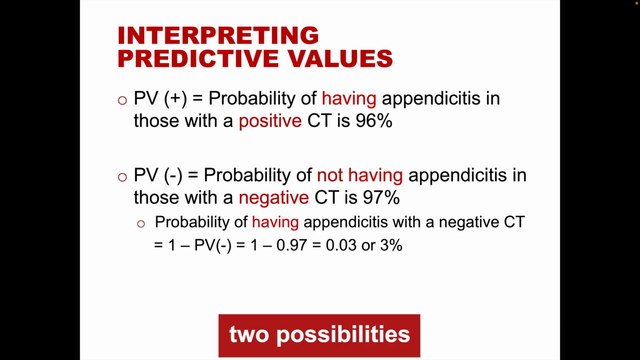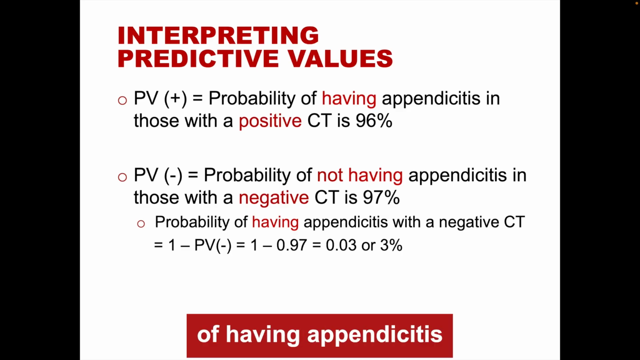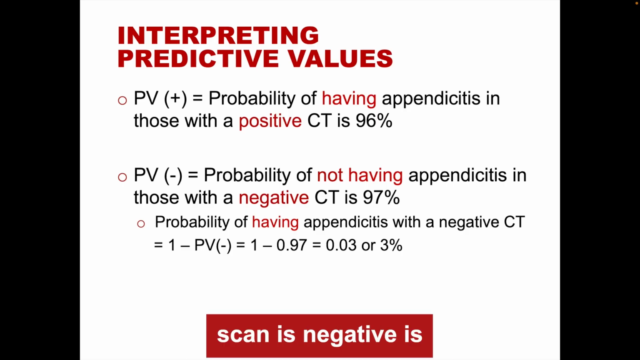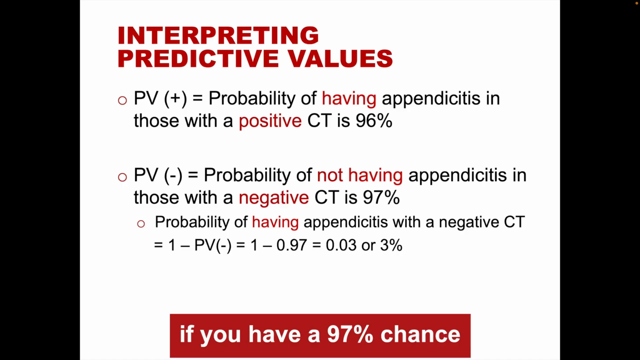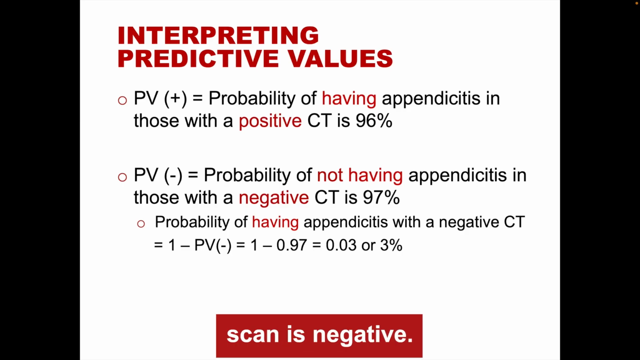There are only two possibilities if the test is negative: having appendicitis and not having appendicitis. The probability of having appendicitis if the test is negative and not having appendicitis if the test is negative adds to 100%. In this case, the post-test probability of having appendicitis if the CT scan is negative is 1 minus 0.97, which equals 0.03, or 100% minus 97%, which equals 3%. This makes sense. If you have a 97% chance of not having appendicitis if the CT scan is negative, then you have a 3% chance of having appendicitis if the CT scan is negative.